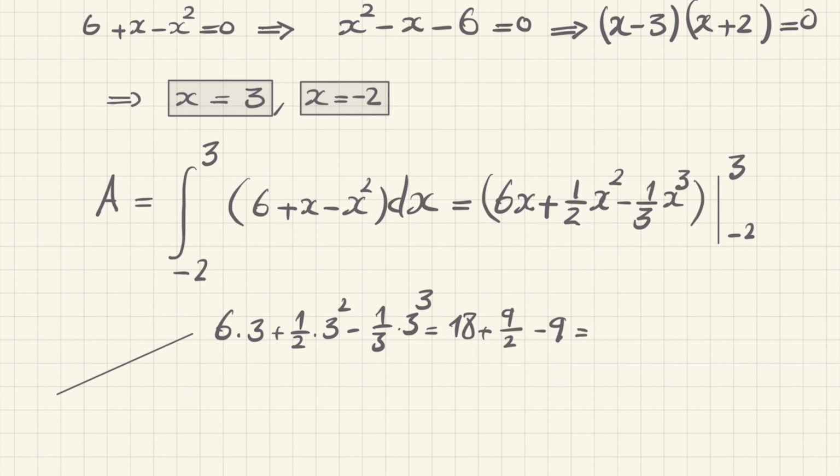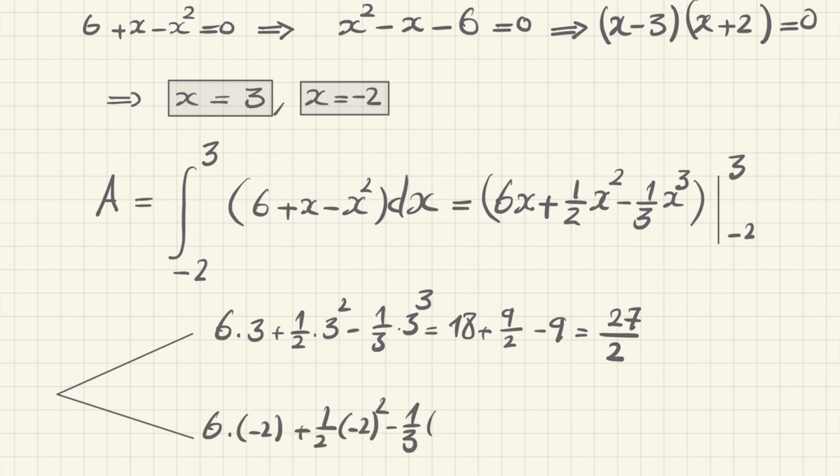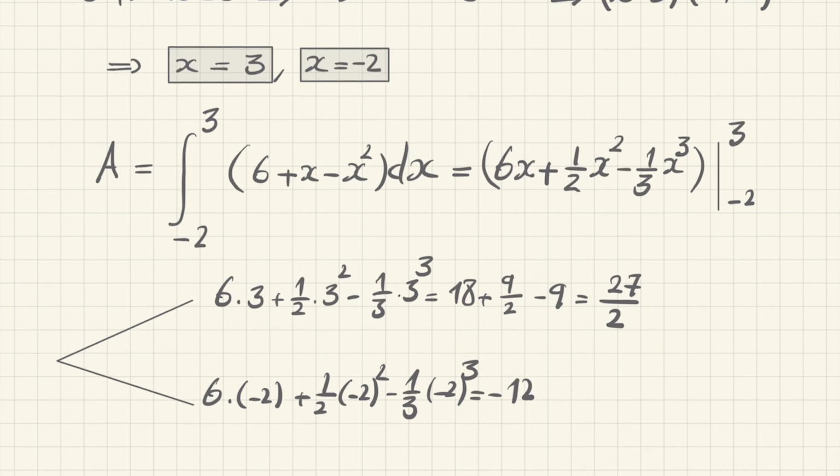So it becomes 27/2, yes? And then I do -2 here, so 6 times -2 plus 1/2 times (-2) to the 2 minus 1/3 times (-2) to the 3. So this becomes -12 plus 2 plus 8/3. So it's -30, it's -22/3.